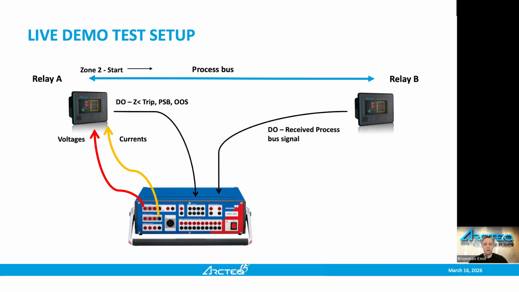And we have connected the process bus between the 2 relays, so we can send the zone 2 start to relay B and see the transfer tripping function in use. And we can also monitor relay B receiving the zone 2 start signal from relay A. So that is it about the test setup.